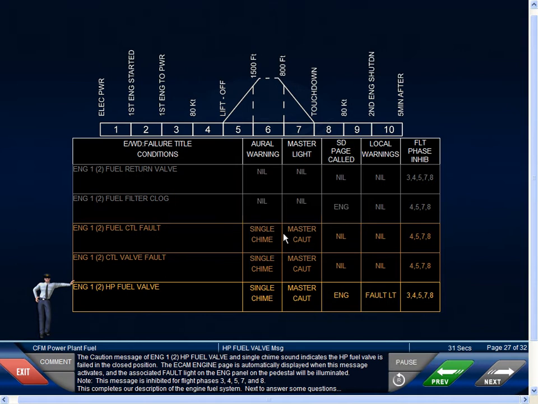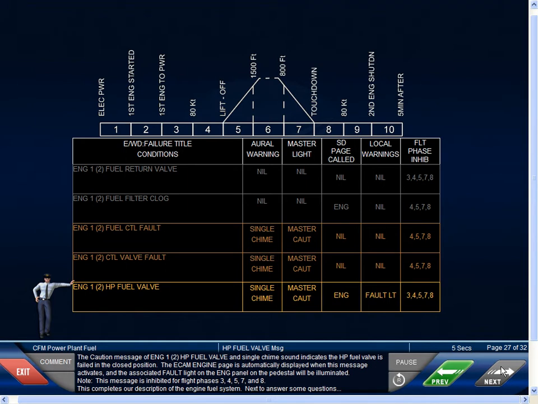The caution message of engine 1 or 2 high-pressure fuel valve and the single chime sound indicates the high-pressure fuel valve is failed in the closed position. The ECAM engine page is automatically displayed when this message activates, and the associated fault light on the engine panel on the pedestal will be illuminated. Note, this message is inhibited for flight phases 3, 4, 5, 7, and 8.